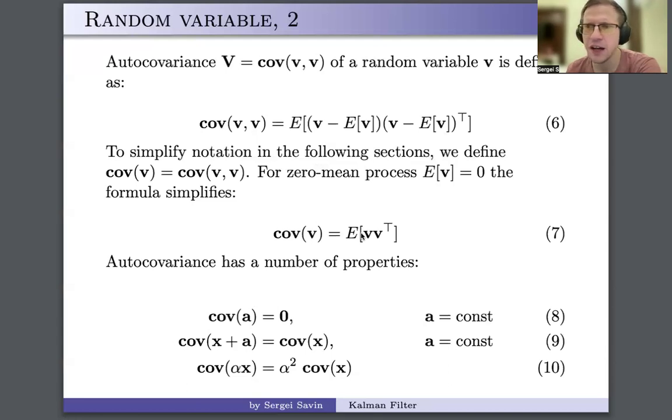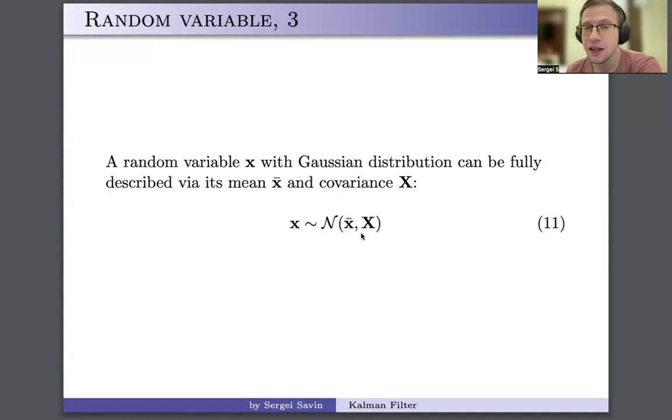I'm sure some people would be able to give you a more visceral description of what autocovariance means in the real world. But for us, the idea is that we'll be able to describe a random process with autocovariance, and later we'll be able to use it to design a Kalman filter. That's the idea.